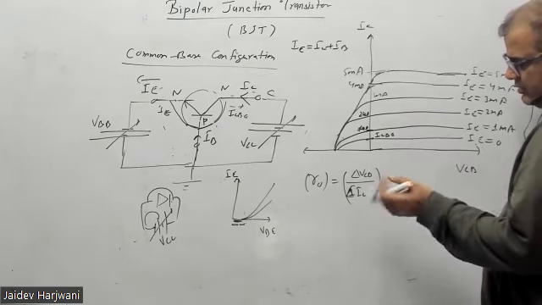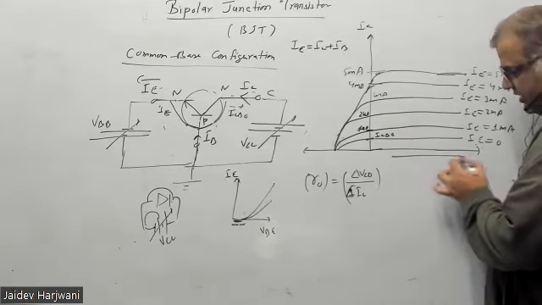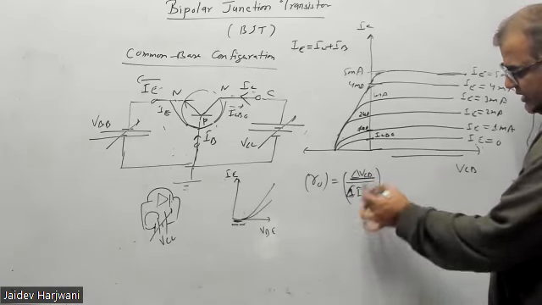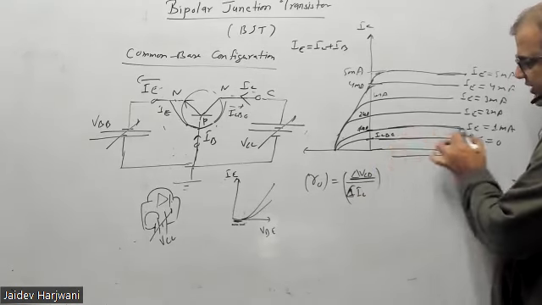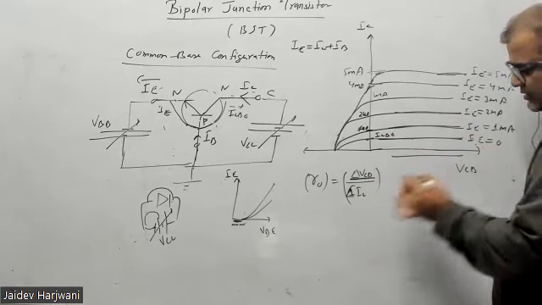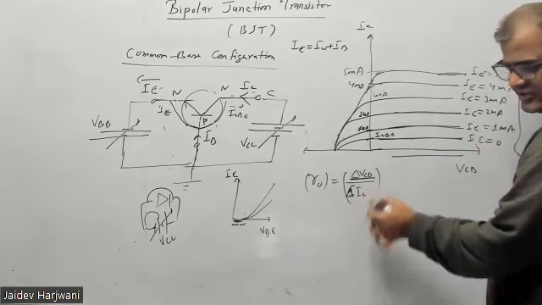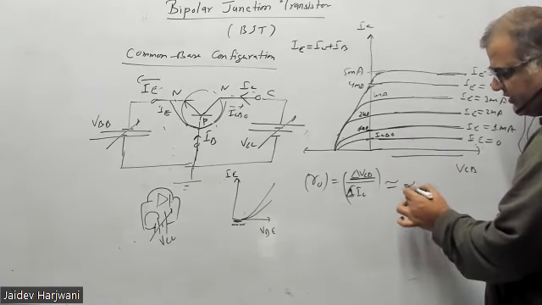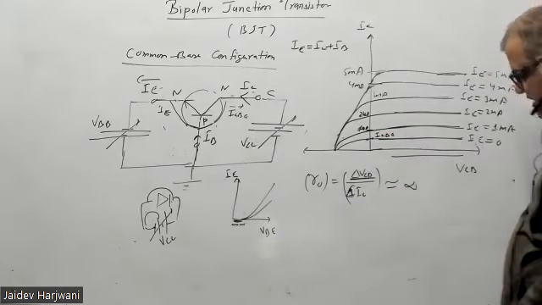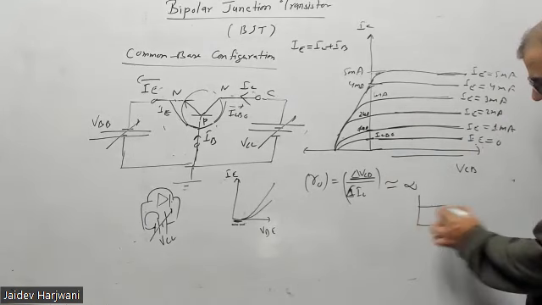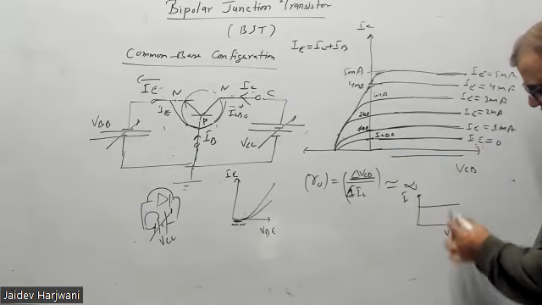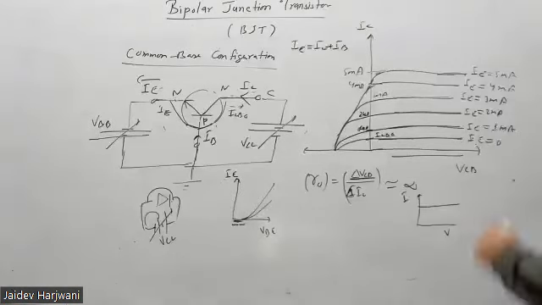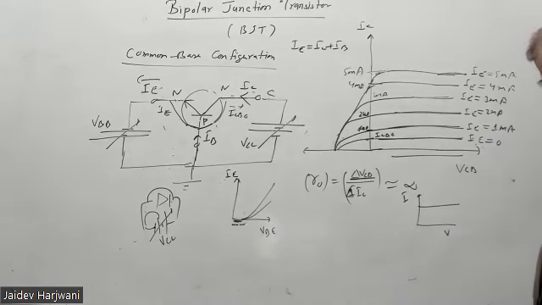Almost 0. When I'm changing VCB, my IC is almost constant. So this IC is not changing. It's almost constant, so this should ideally be infinite. That's why the curve is like this. The I versus V curve is a straight line. And this is for a thing which has infinite resistance.